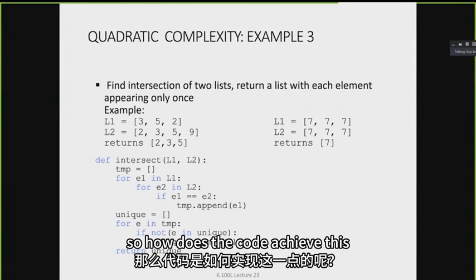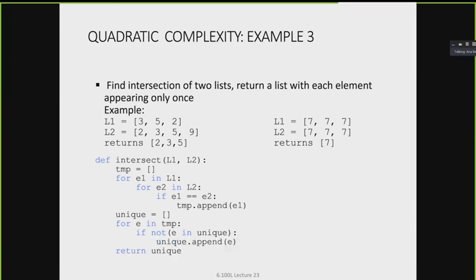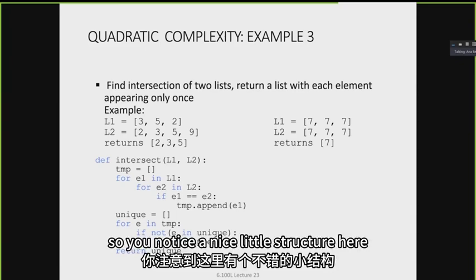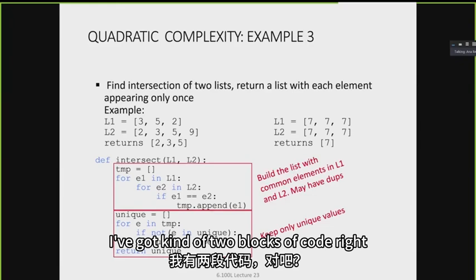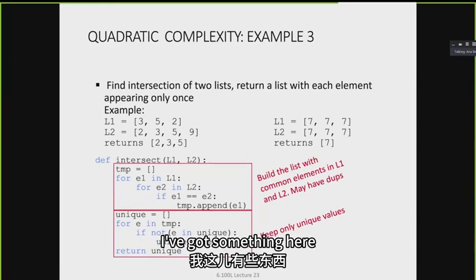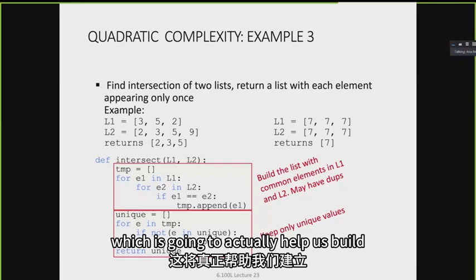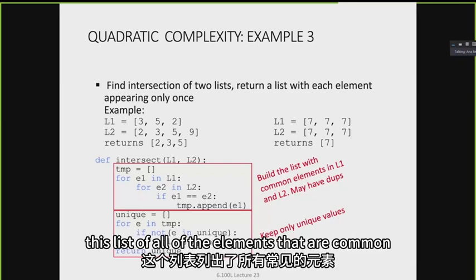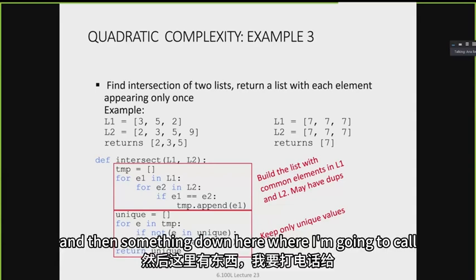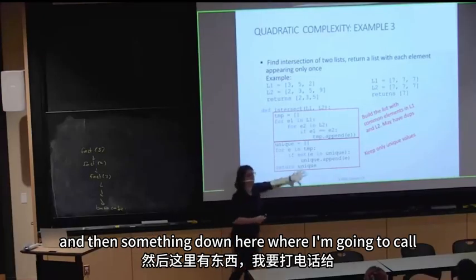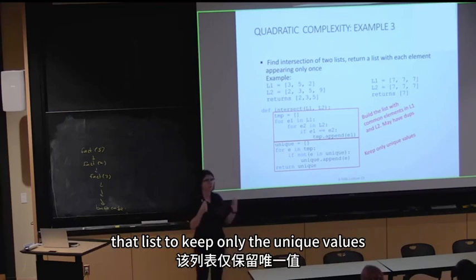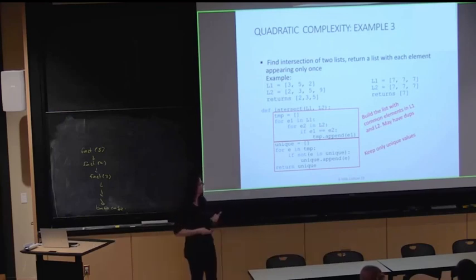So how does the code achieve this? You'll notice a nice little structure here. I've got two blocks of code. I've got something here which is going to help us build this list of all of the elements that are common within the two lists. And then something down here where I'm going to cull that list to keep only the unique values.